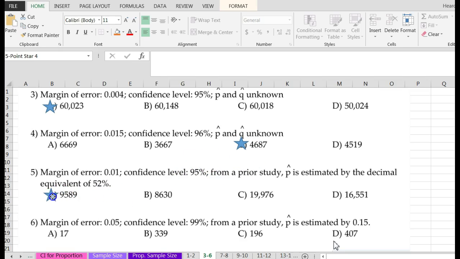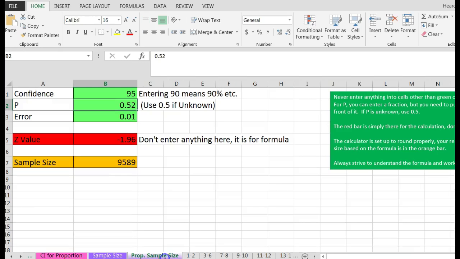Too easy. Too easy. On number 6, margin of error, 0.05. The confidence level is 99%, and P can be estimated from a prior study at 0.15. Okay, we can do this one too. Let's see how many we need. Margin of error, 0.05.